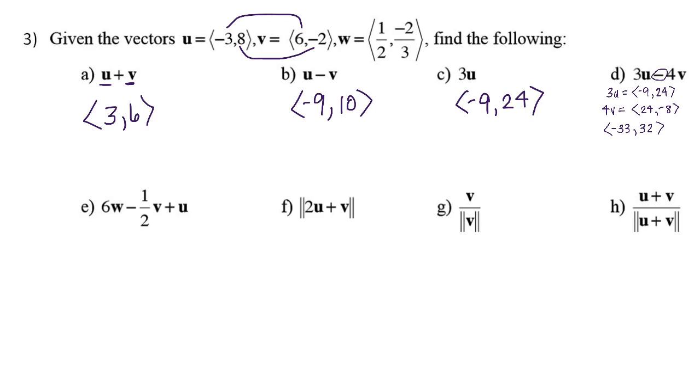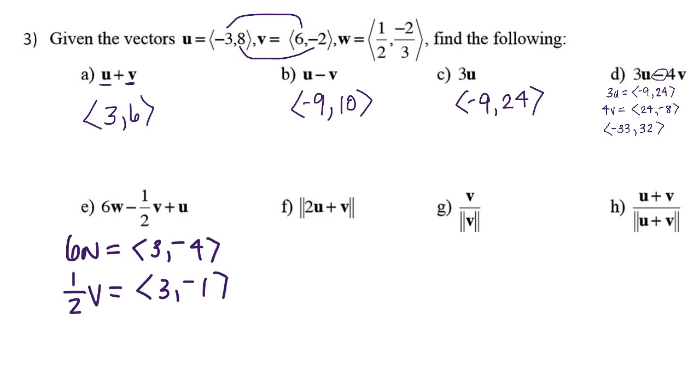Right, and so part E, very similar, all of the same thing again. So let's walk through step by step. 6w is going to be the vector 6 times 1/2, well that's 3, and then 6 times negative 2/3, that's going to be negative 4. And then 1/2 v, everything with v we're going to take a half of, so 1/2 v is going to give me 3, negative 1. And then vector u, that's going to be negative 3 and 8. So let's see what we get when we work all of those out.